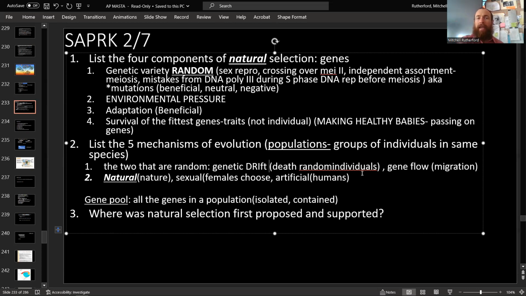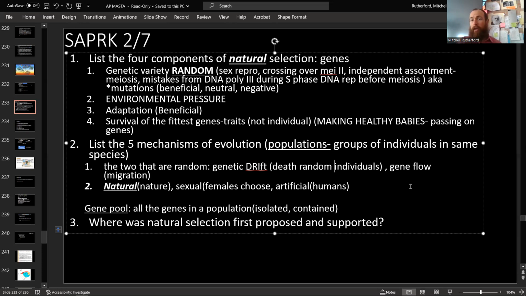So genetic drift is the death of random individuals. And you're like, wait a minute, a volcano is not going to kill individuals. That's going to kill entire populations or huge chunks. So if genetic drift is big, then I guess I should put it here.